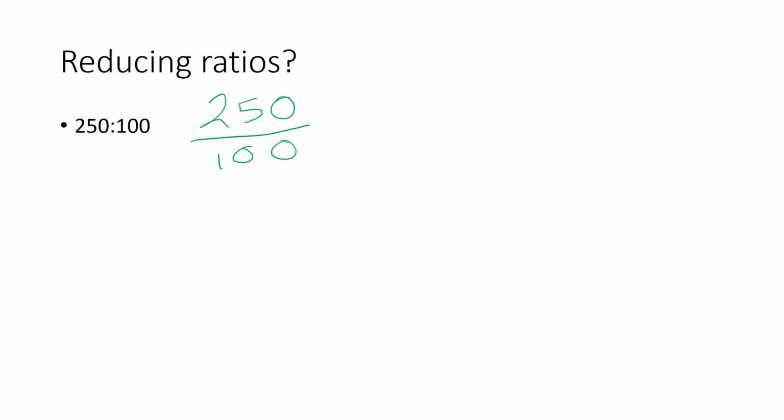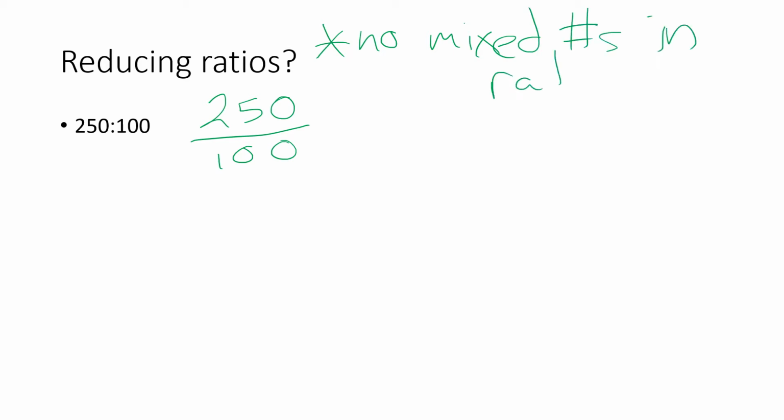And hopefully some of you look at that and say, but wait, that's an improper fraction. It is an improper fraction. Should we convert it to a mixed number? And this is one of the places where ratios and fractions deviate. We don't have any mixed numbers in ratios because we always have to have only 2 numbers. So no mixed numbers in our ratios.